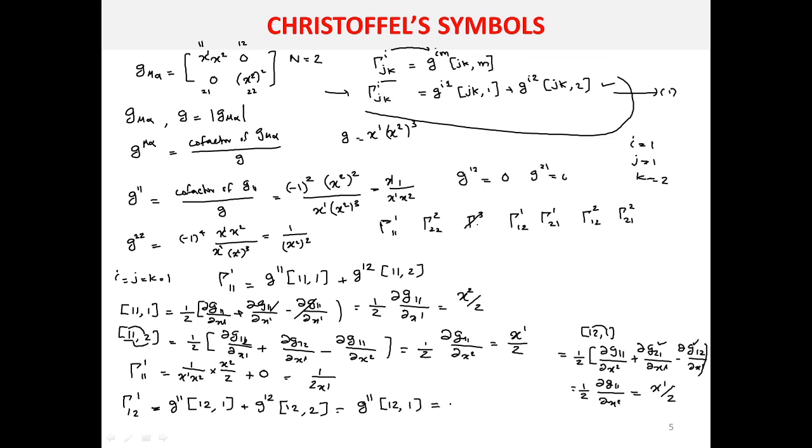So it becomes g11, whose value we already calculated as 1 by x1 x2, into x1 by 2. So this x1 cancels, and the remaining one is 1 by 2 x2. So this will be the value of gamma 1 1 2. There is no need to calculate gamma 1 2 1, since it is symmetric, its value will be the same as gamma 1 1 2. In a similar way you can calculate the remaining Christoffel symbols. Okay, thank you.